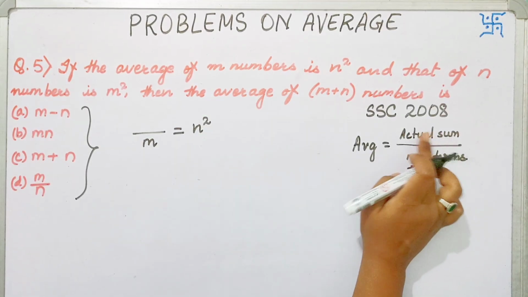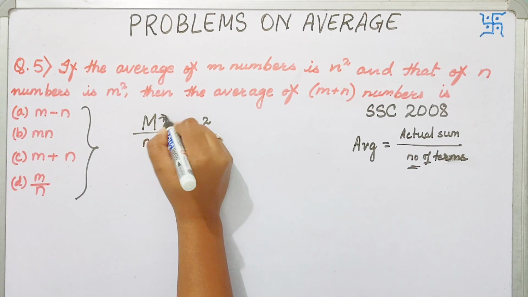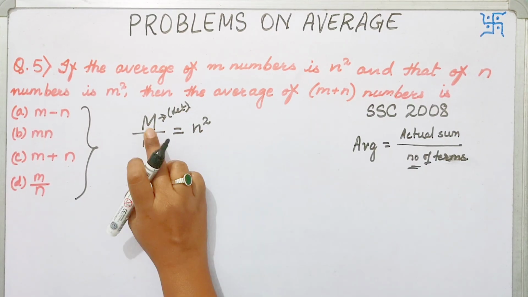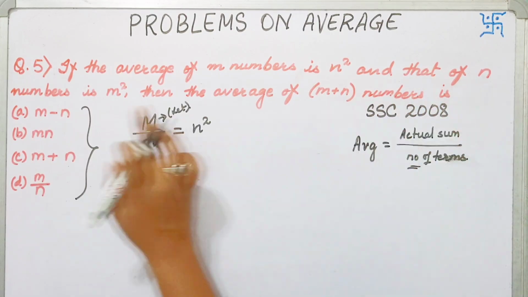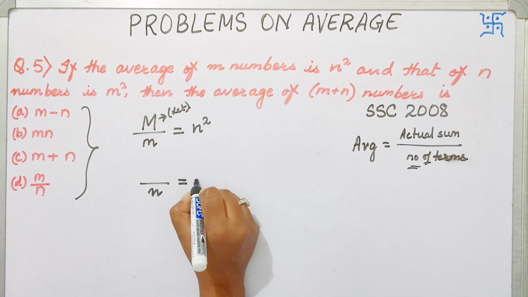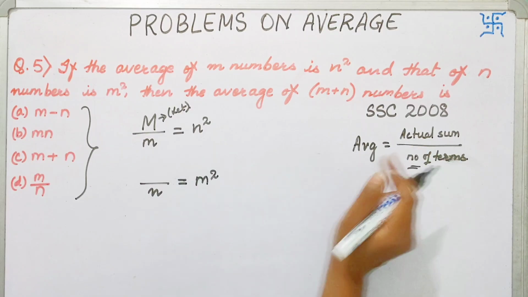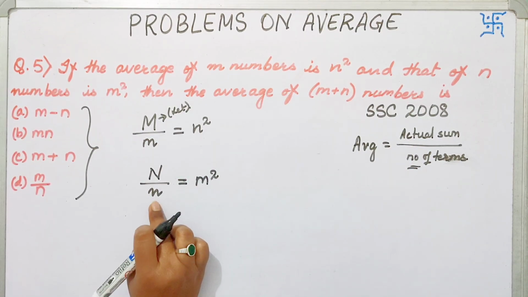Now let's say the actual sum is m. Okay, we are assuming that the actual sum is m in this case. Now let us do the same for the next one. That of n numbers is m square. Over here this is also for n numbers, the average is m square as provided, and let us assume that the actual sum is n. Okay, sum of n numbers.